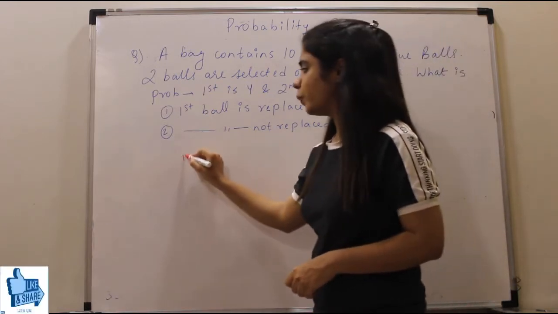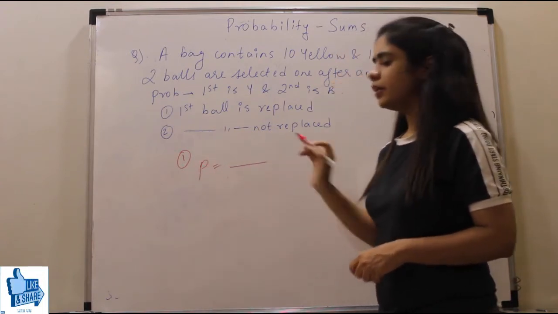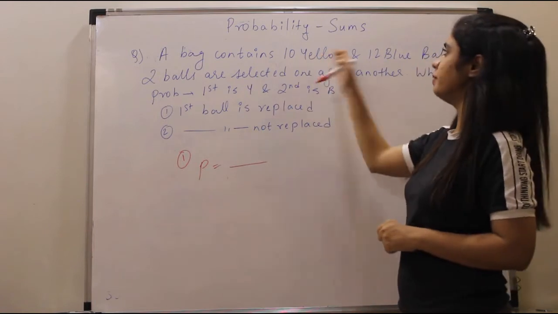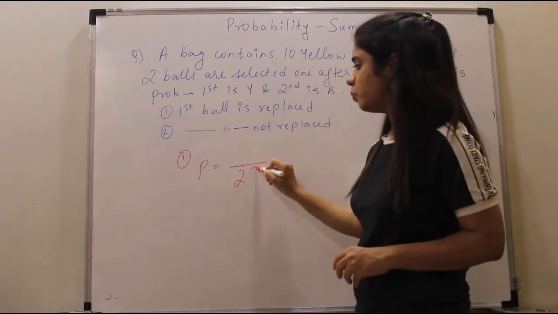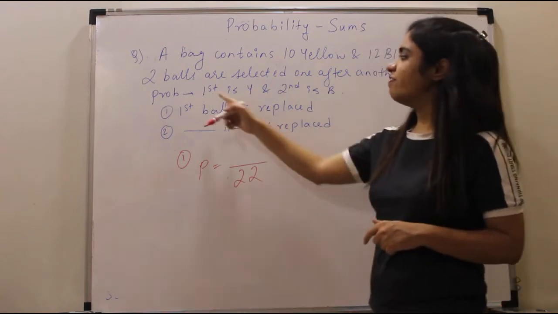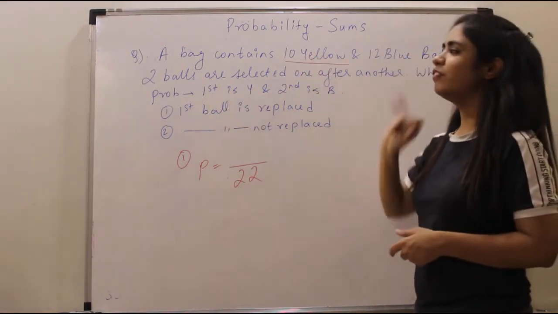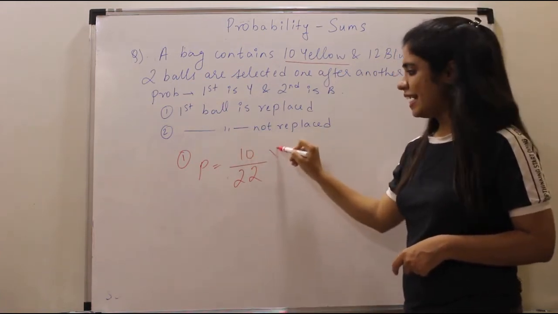So let's start with the first problem. Let's talk about the probability. Total how many balls do we have? We have 10 plus 12, which is 22 balls. You want the first ball to be yellow. How many yellows do we have? We have 10 yellow balls. So my numerator will be 10 into.